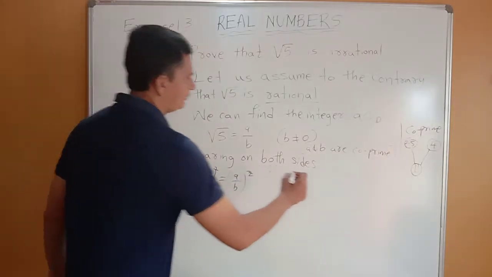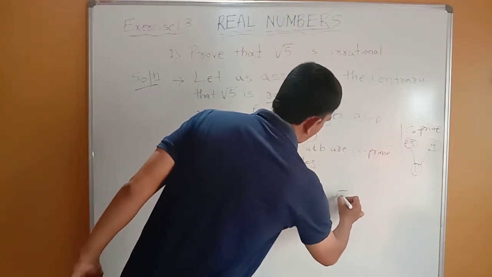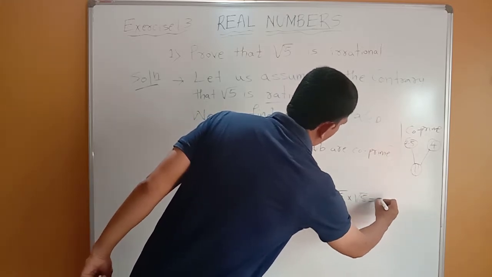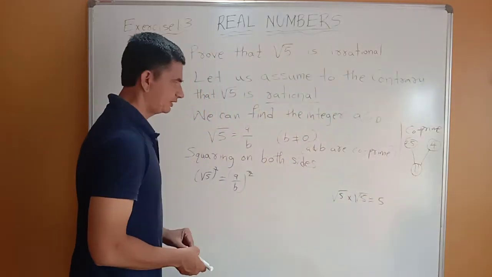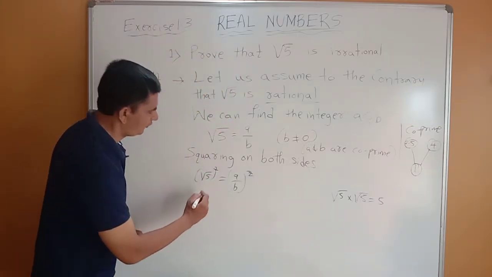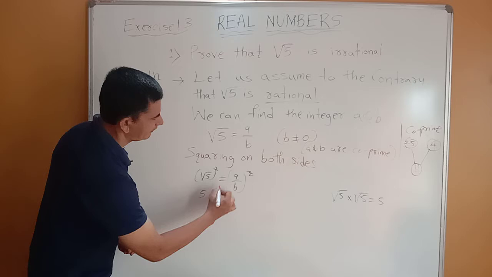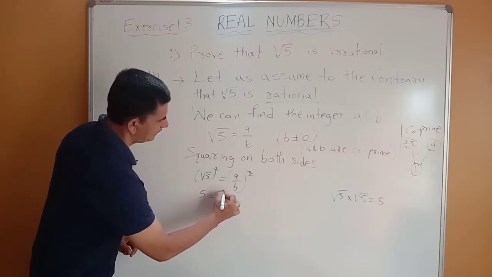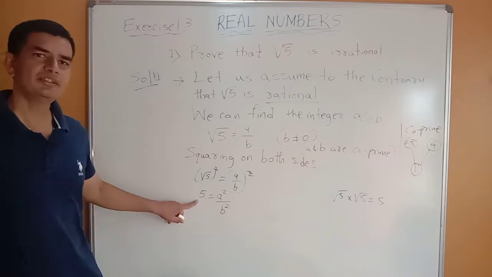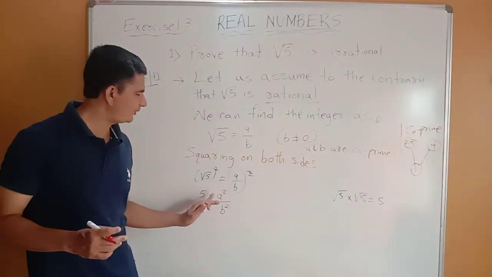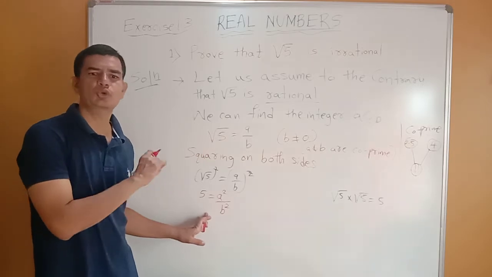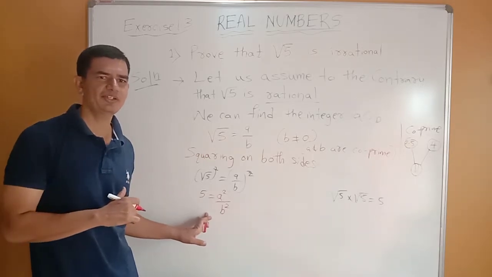See here, why we are doing this: because root 5 into root 5, what will you get? You will get 5 only. To remove the square root, we did root 5 into root 5. We get 5. A into a is a square, b into b is b square. See friends, 5 is equal to a square by b square. We have removed the square root sign.